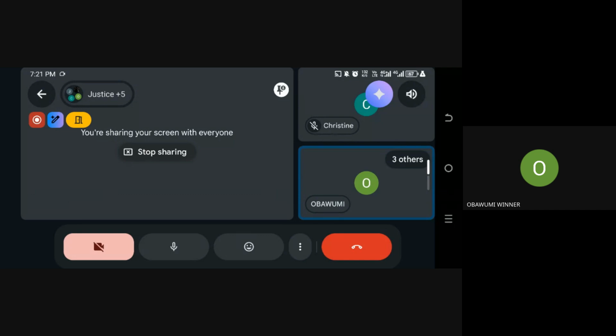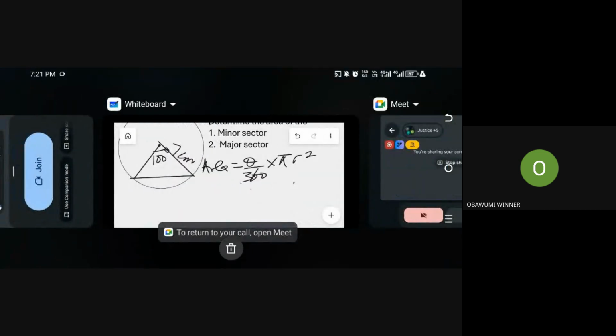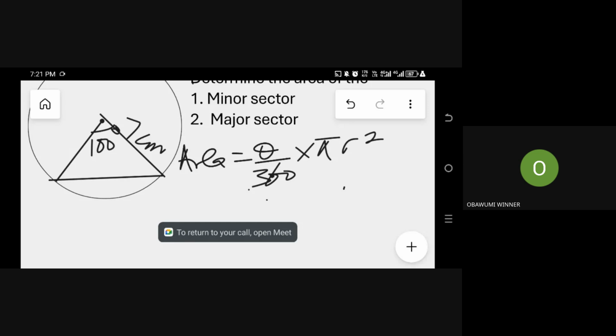Winner, you're asking a question. What is it? Your voice is not loud. Oh, my voice isn't. I think that is the loudest. Okay, do not worry. I'll try to increase the tempo then.